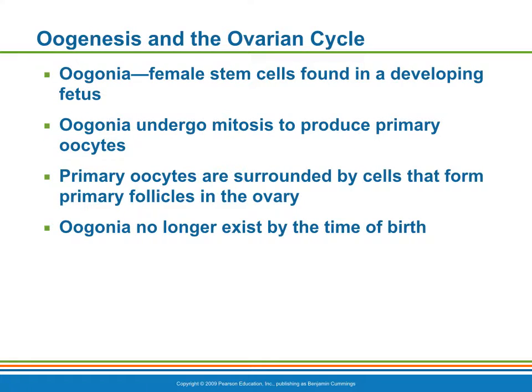Okay. Now this is oogenesis and the ovary cycle. Here we go again. We have an oogonia. That's the female stem cells found in the developing fetus. And the oogonia undergo mitosis to produce these primary oocytes. Now, primary oocytes are surrounded by cells that form the primary follicles inside the ovary, and these oogonia, by the time birth occurs, they no longer exist. So there can't be any more production of actual egg cells. So whatever cells have been formed, that is it.